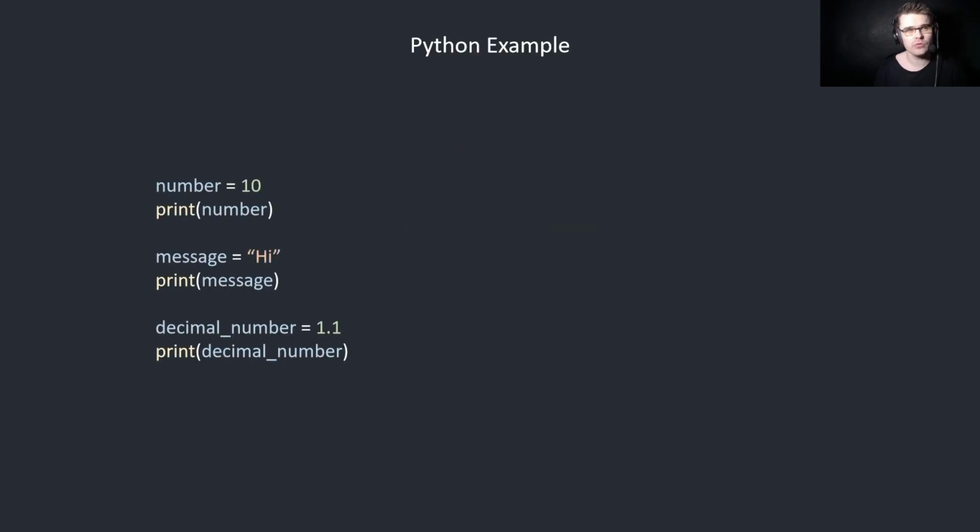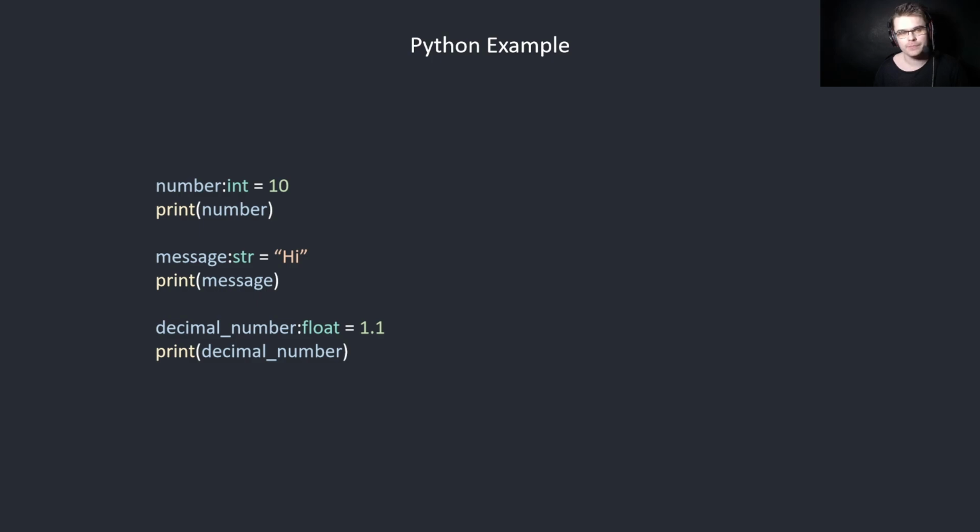So here's a Python example. number = 10, print number, message = "hi", print message, decimal number = 1.1, print decimal number. So we don't specify the types at all. The interpreter, I guess, works it out for us. You can actually specify if you want. You can do something like this: number: int = 10, message: str = "hi", decimal_number: float = 1.1.